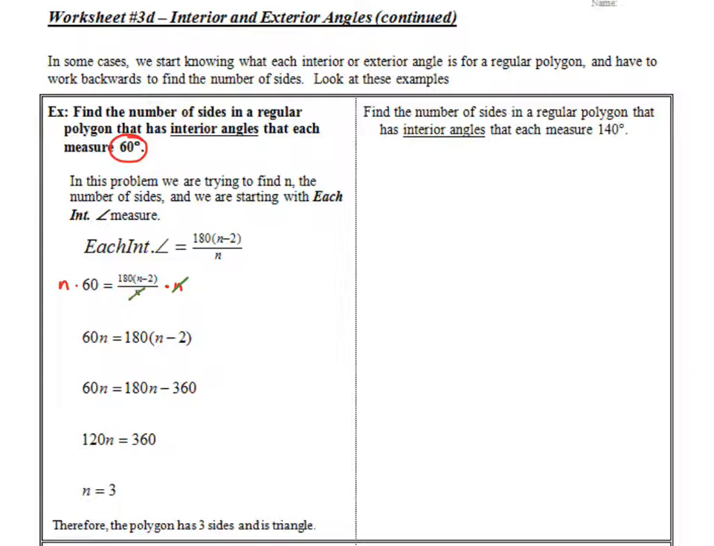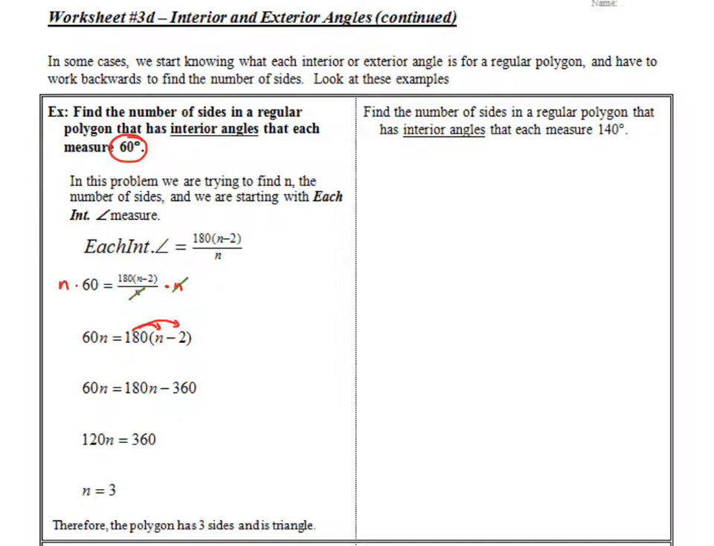180 times (n minus 2). I still want to get the n's together, so my next step is to distribute the 180 to both of these. And so therefore I get 60n equals 180n minus 360. Now I got a little tricky here. I actually moved the 360 and the 60n by adding to both sides and subtracting the 60n. That's how I got 120n equals 360.